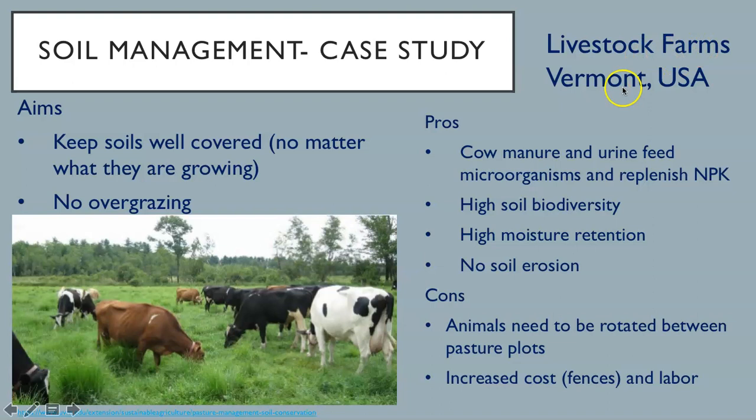The aims of this soil management are to keep soils well covered, no matter what they are growing, and have no overgrazing. The pros are that the cow manure and urine feed microorganisms and replenish nitrogen, phosphorus, and potassium. There's high soil biodiversity, and there's high moisture retention and no soil erosion.